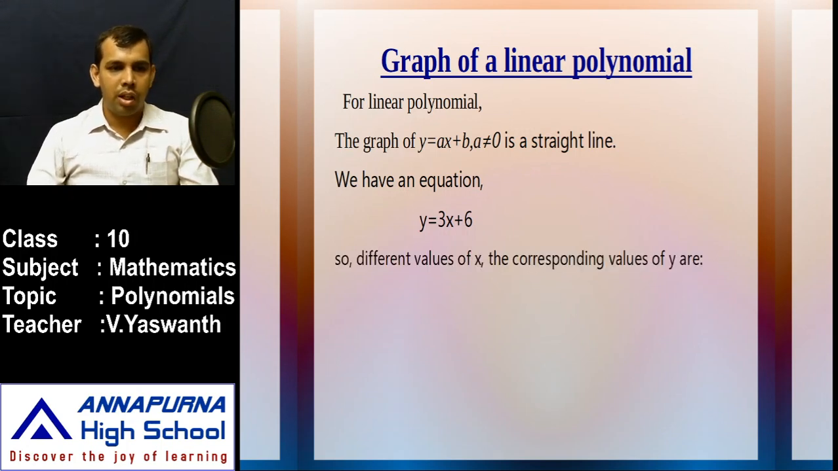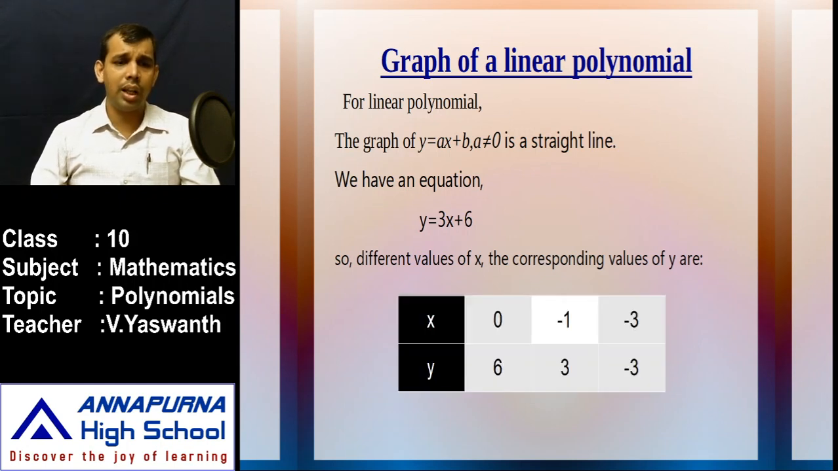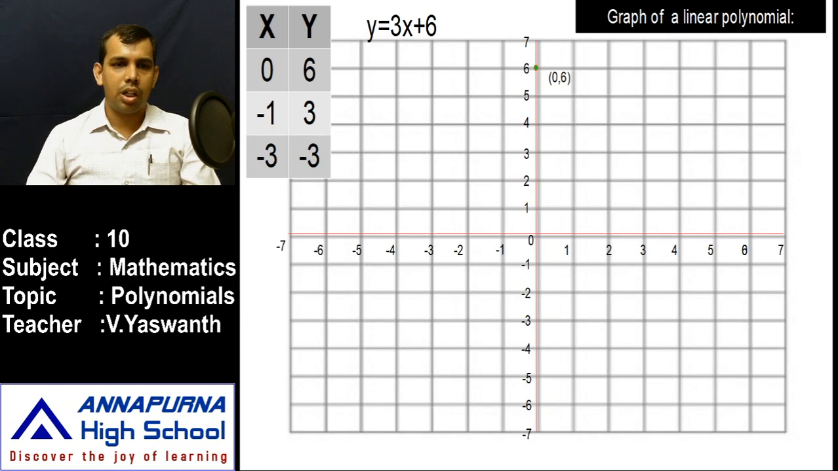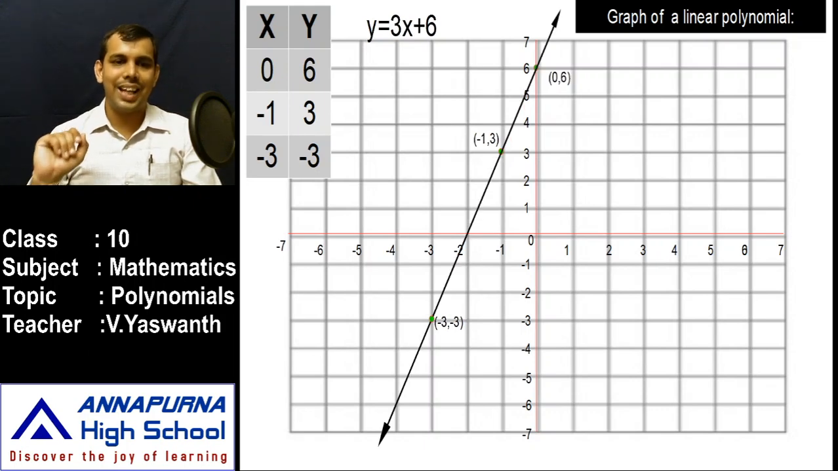So here I am finding different values of x and the corresponding values of y. They are 0, 6; minus 1, 3; minus 3, minus 3. It is very simple. In the given polynomial, replace x by the real number 0 and you get the y value. x is equal to minus 1, y is equal to 3; x is equal to minus 3, y is equal to minus 3. Now plot these points one by one on a graph paper as shown and join them. You get a straight line.